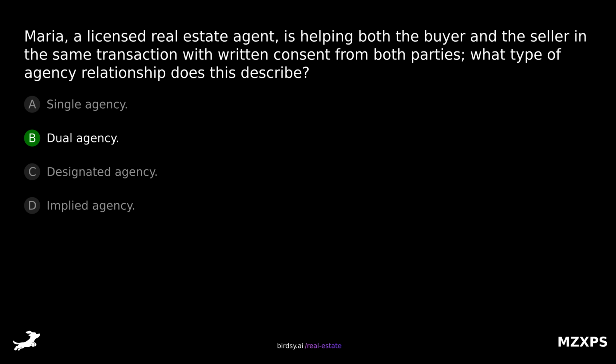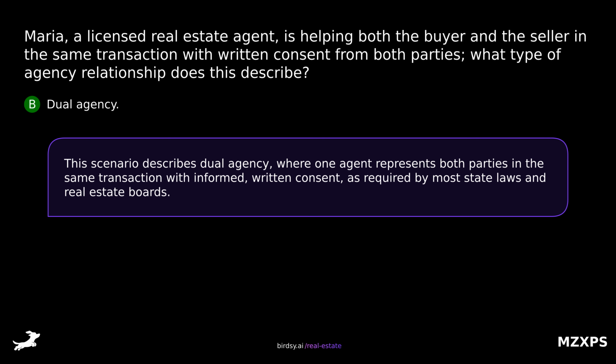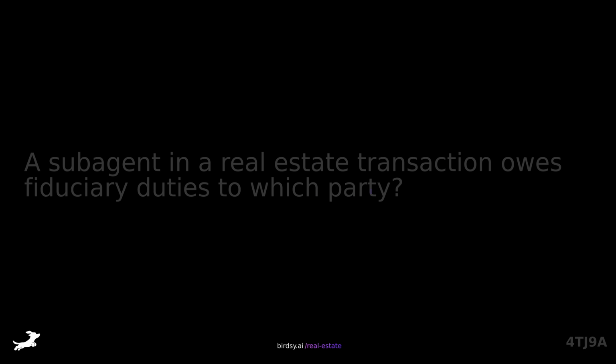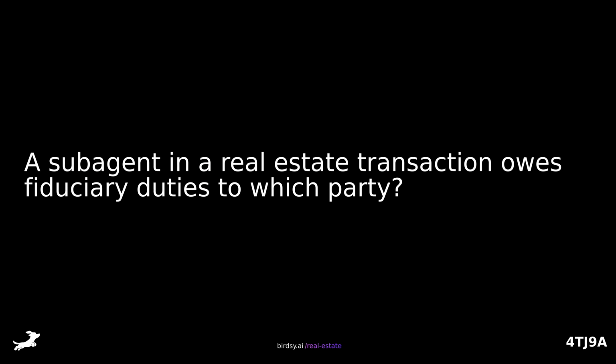Dual agency. This scenario describes dual agency, where one agent represents both parties in the same transaction with informed written consent, as required by most state laws and real estate boards. A subagent in a real estate transaction owes fiduciary duties to which party?